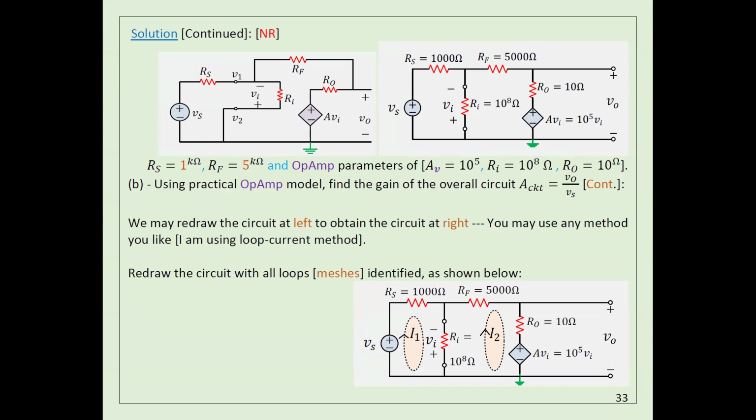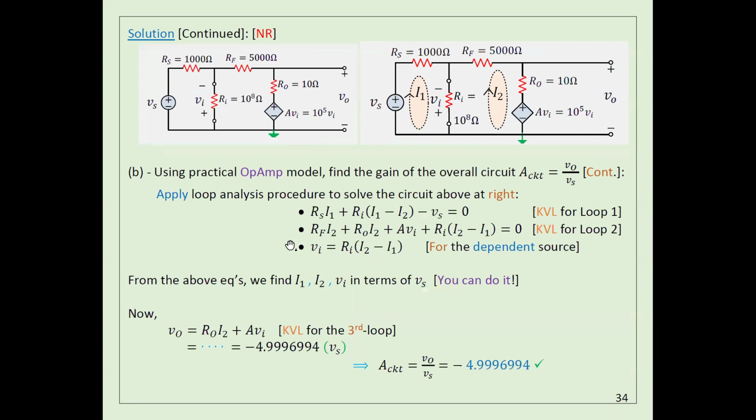In chapter 4 I explained 3 approaches, and you can use any one of them. Here I decided to use the mesh approach. I'm assuming I1 here and I2 here, this way. Then I'm going to apply Kirchhoff voltage law here. This is how mesh works.